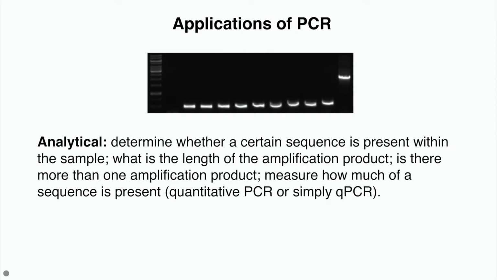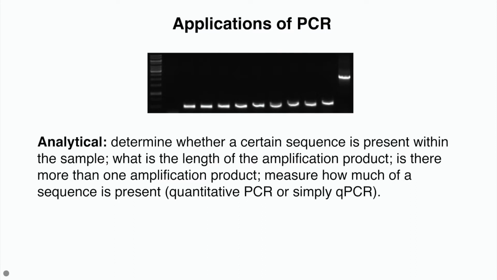There are two main ways in which PCR can be used. Analytical PCR is used to detect, characterize, and/or quantify a particular DNA segment. For example, is the specific DNA segment present within the sample or not? What is the length of the amplification product? Is there more than one amplification product?